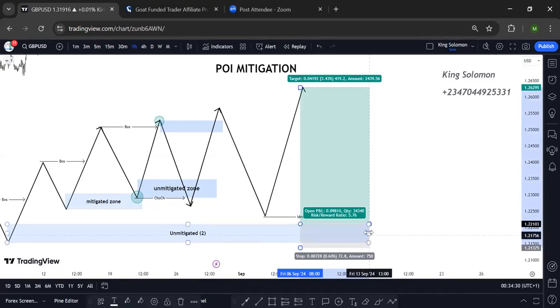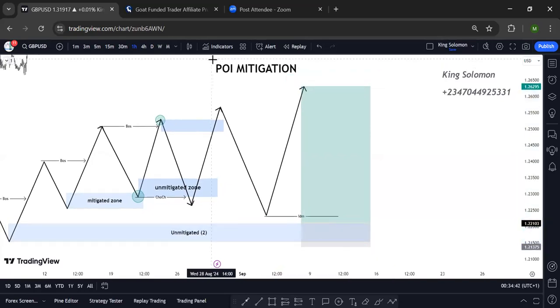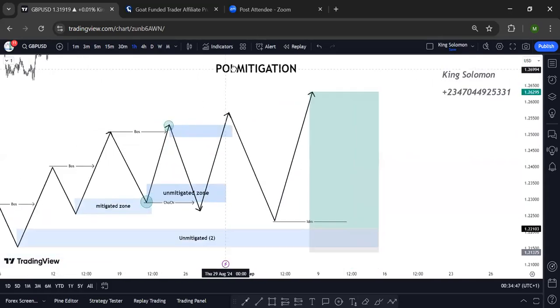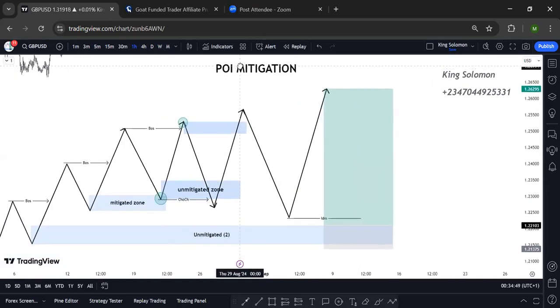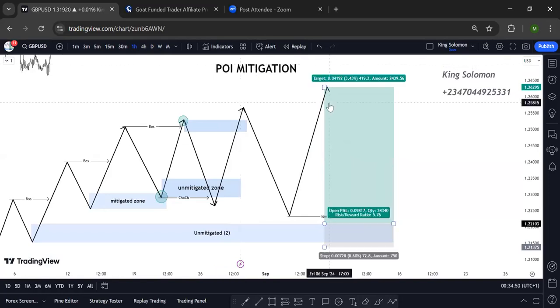In the next video, I'm going to teach you guys about power levels, right? Power levels is related to POI mitigation, but it's more of a chart thing. I'm going to use my chart itself as an example for the power levels, for you to understand more about POI mitigation, because it's actually under POI mitigation. So that will be all on this video.